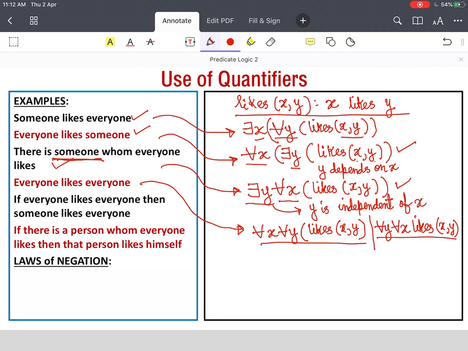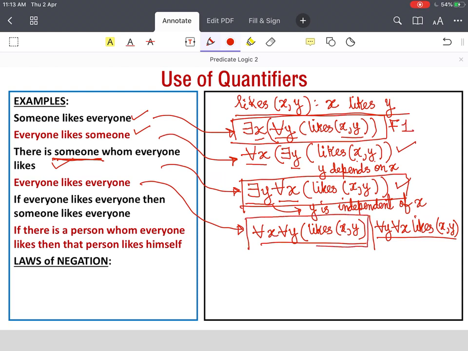Now, the next one. If everyone likes everyone, then someone likes everyone. Someone likes everyone is this one. No, this one is, there is someone whom everyone likes. Someone likes everyone is this one. So let us say this is F1. And everyone likes everyone is F2. Then all we are saying in this one is F2 implies F1.